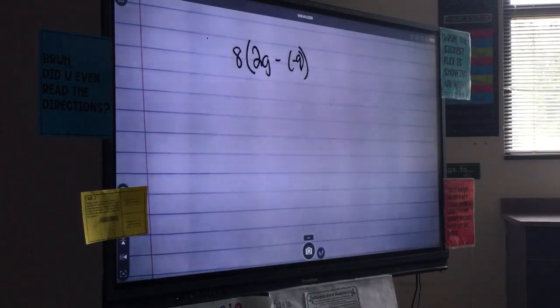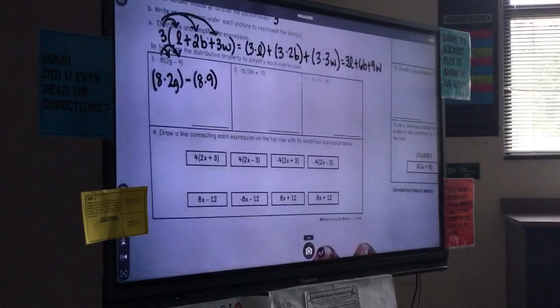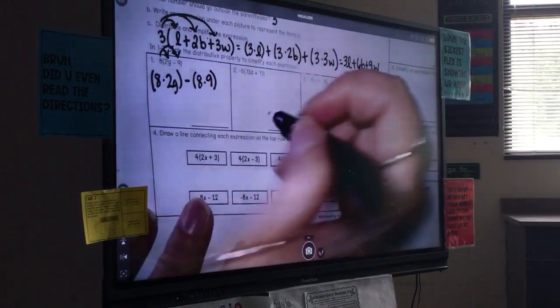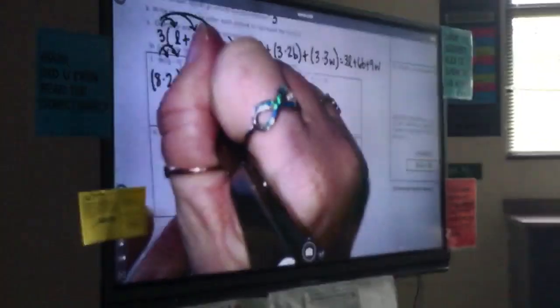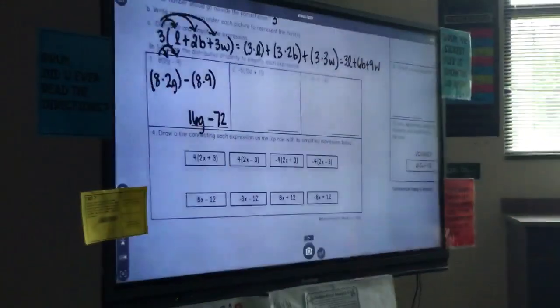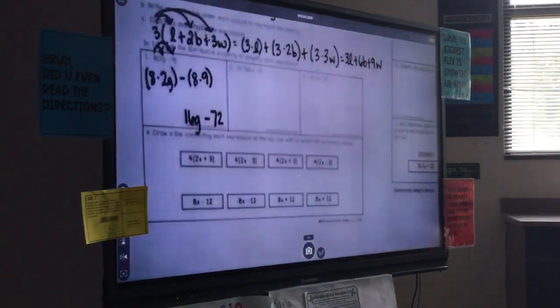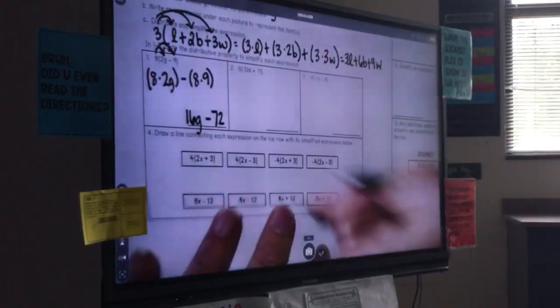Okay. All right, and then from here, what is 8 times 2? 16. So we do 16G, and what is 8 times 9? 72, and I just put my subtraction there. Okay? All right, the next one.